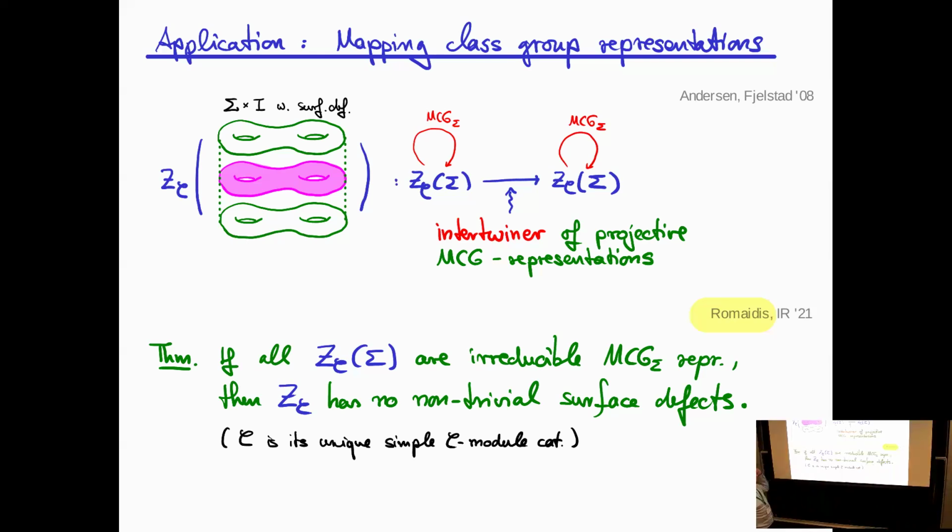Okay, and so this statement has a funny or surprising converse, which is that if all mapping class group representations for all surfaces are irreducible, then the TFT doesn't have any non-trivial surface defects. So the math statement is that then C is its unique simple module category. So that's surprising. Somehow it gives a link between these mapping class group representations and this higher representation theory for the tensor categories. I don't know what to do with that statement. I just find it a pretty statement.